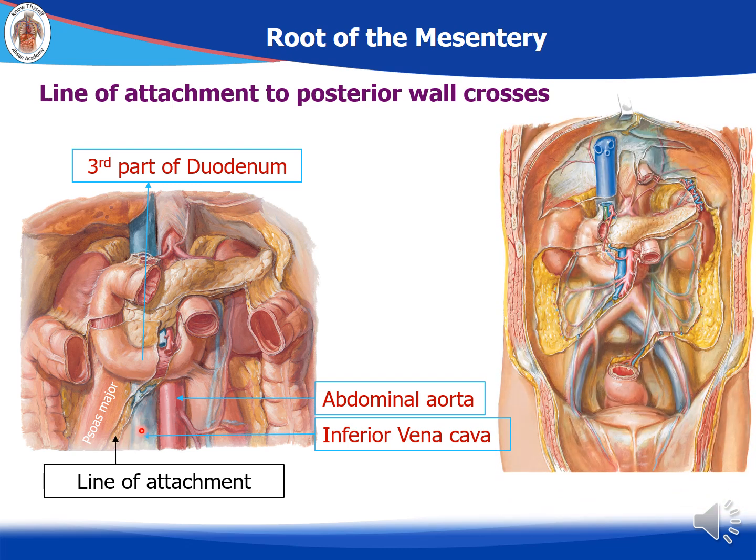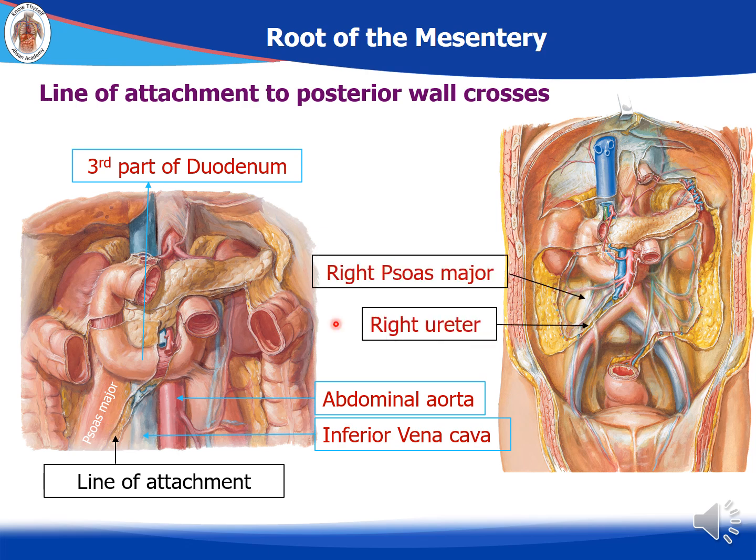So I have to give another photograph. You see, look at this. This is the duodenum, crossing the duodenum, with the entry of the superior mesenteric vessels. Then it crosses downward the aorta and vena cava. Crossing the vena cava, it meets the ureter. Then it goes downwards and to the right and crosses the psoas major muscle. You can see the psoas major muscle here also. This is the right ureter, and this is the right psoas major muscle.